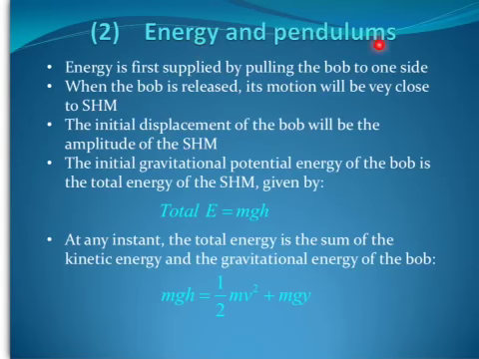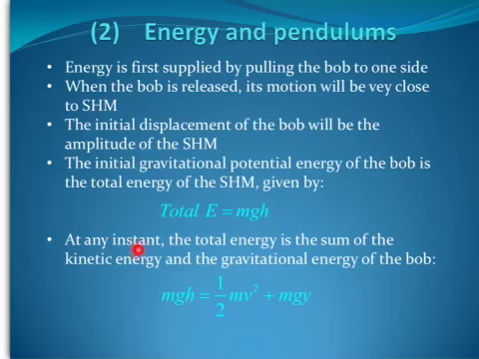Energy in pendulums. Energy is first supplied to the pendulum by pulling the bulb to one side. And when the bulb is released, its motion will be very close to simple harmonic motion, provided the angle is small. The initial displacement of the bulb will be the amplitude of the simple harmonic motion. The initial gravitational potential energy of the bulb is the total energy of the system, given by this mgh. You're all familiar with that.